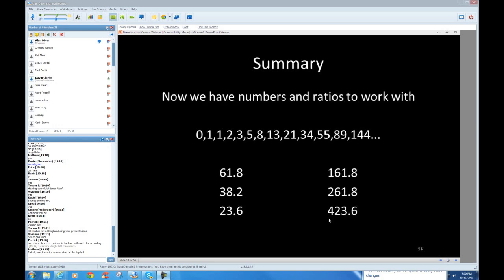What we have in summary is some numbers here that are very relevant by adding the 2 previous numbers together to get the next number in the sequence. If we want to go backwards by mathematical calculation anywhere in the chain, we go 61.8, 38.2 or 23.6. If we want to go forwards in the sequence, we use 161.8, 261.8 and 423.6. So that is the numbers and the ratios of the numbers that we use.